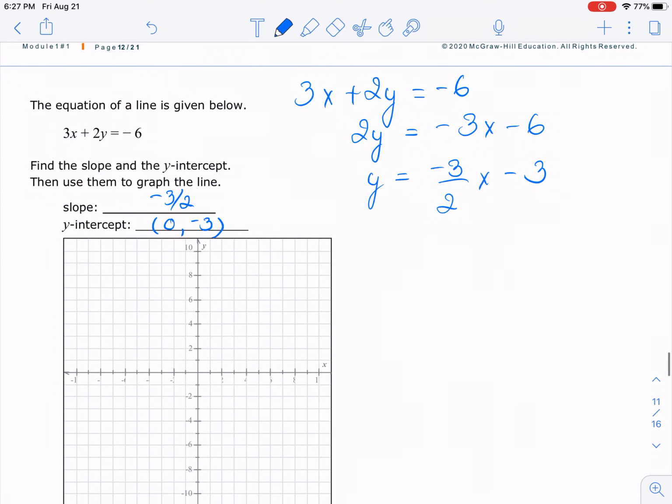So we start at negative 3. We go down 3, 1, 2, 3. We go to the right 2. And then we graph. Notice that it's decreasing because we have a negative slope.